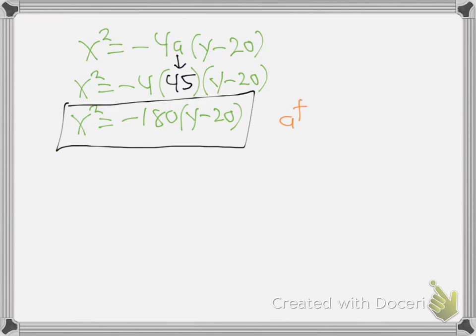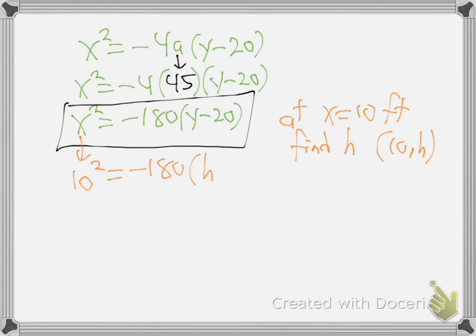So, at x equals 10 feet, find h. So, plug in 10 comma h. Plug in 10 for x. Plug in h, or you can just leave y as y if you want. You don't need to plug in h. Why don't we just call it y, whatever. It is the height. Just leave it y.